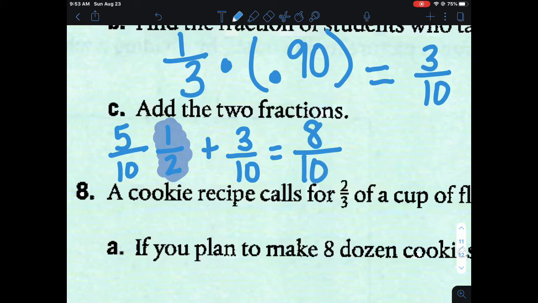So I have 8/10 of students pass the semester. I want to reduce this fraction just so it's complete. Divide top and bottom by 2, and I get 4/5. So 4/5 of the students pass math this semester out of all students. Hopefully that helped you.